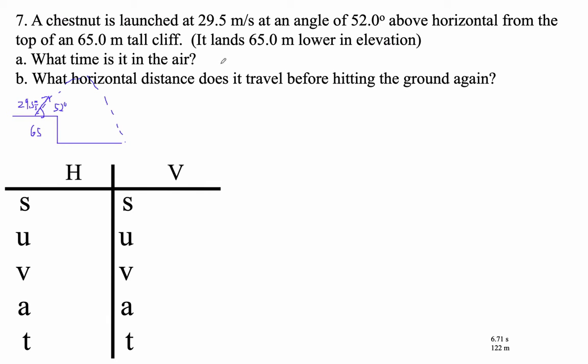Let me check what mode I'm in. I'm in degrees. All right, so that is going to be 29.5 cos 52 and 29.5 sine 52. And that is 18.162 meters per second in the x direction, plus 23.246.